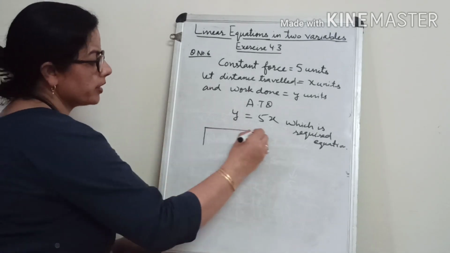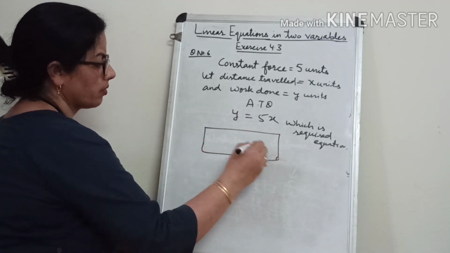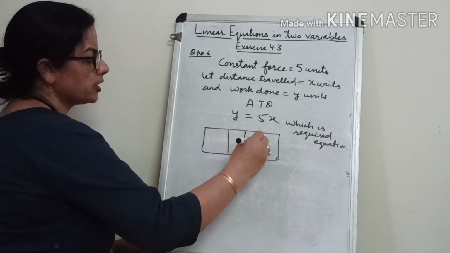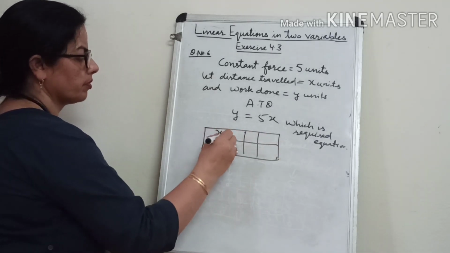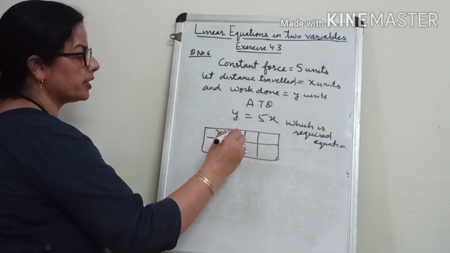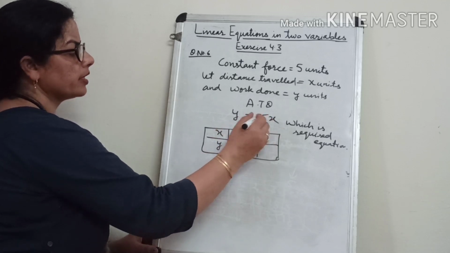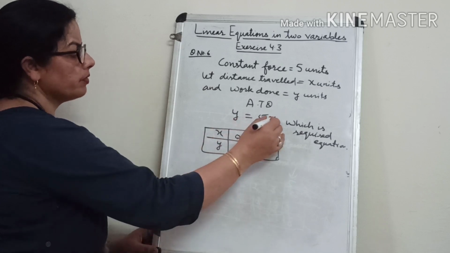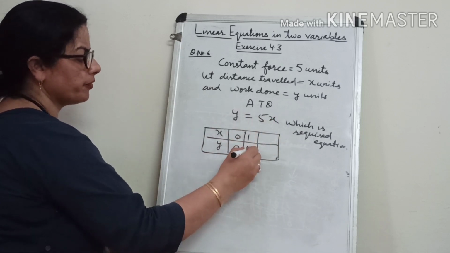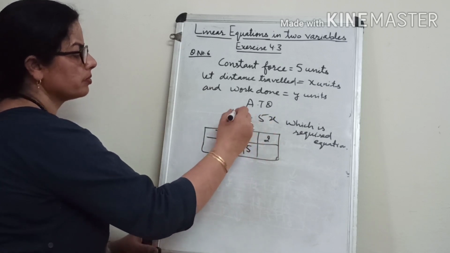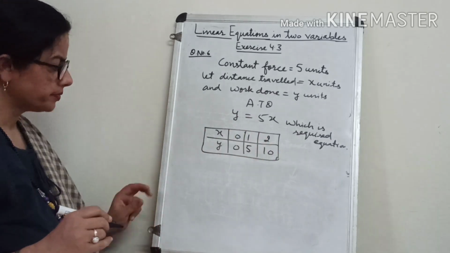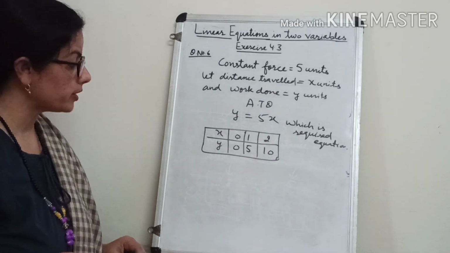For this we can make the table. Our value of y is depending on x. In place of x, you can take 1, or you can take 0. If you take 0, y will be 0. If you take 1, then y will be 5. If you take 2, then y will be 10. So in this way we can make the table.